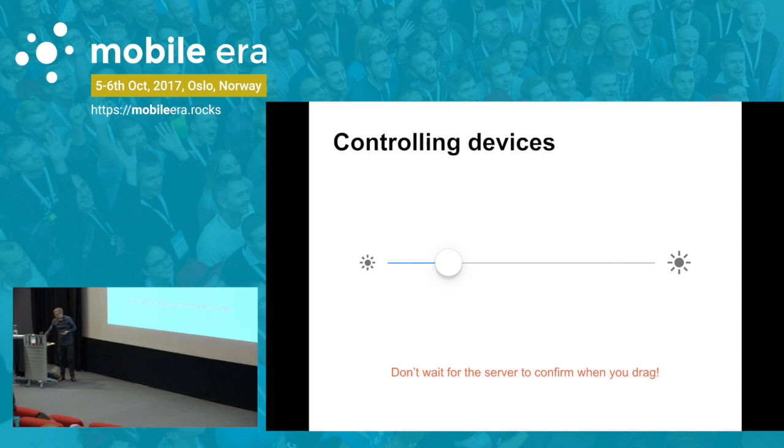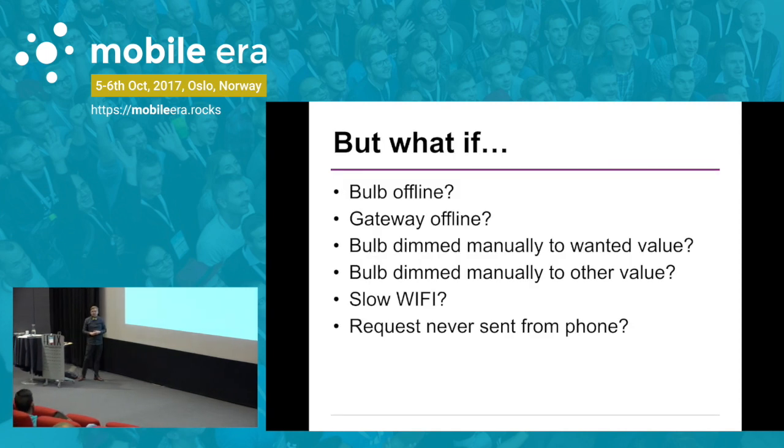But there are some problems with doing this, just guessing that it will work, because what if the bulb went offline after you sent the request? Or what if the gateway, like the main hub in your home, is just offline? Then the bulb won't change, but the UI has changed. So that's a really big problem.